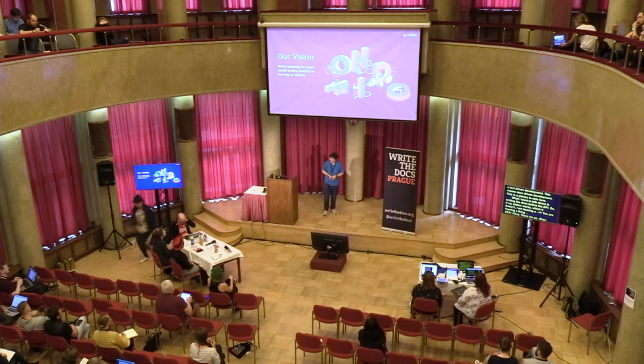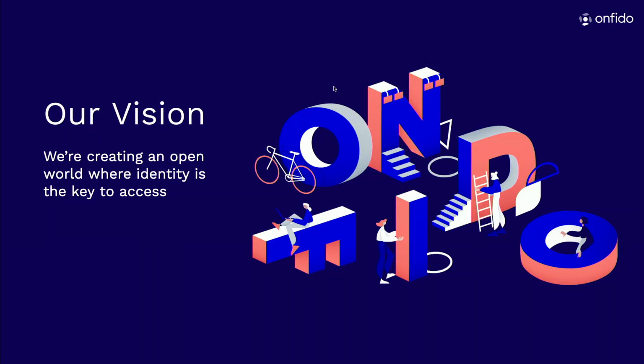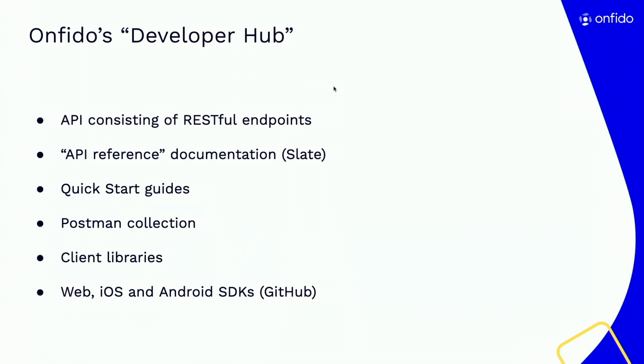I work for a company called Onfido. Our headquarters is in London. Our vision is to create an open world where identity is the key to access. So we're very much in the RegTech IDV space. In terms of our developer hub, we have an API consisting of RESTful endpoints. We have API reference documentation, which doubles as product documentation. That's based on Slate, which I'm sure many of you are already familiar with.